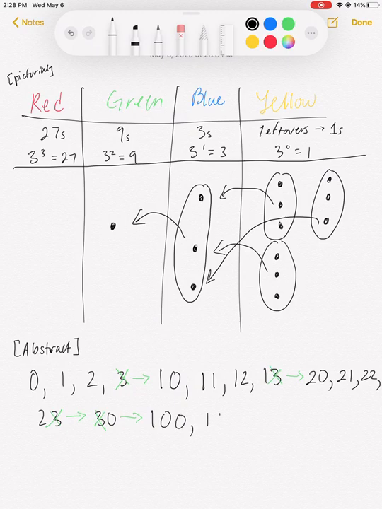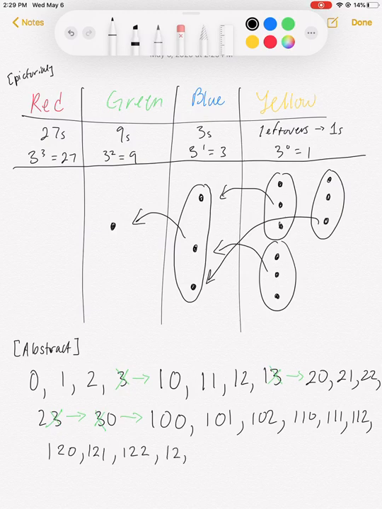And we keep counting: 1, 0, 1 base 3, 1, 0, 2 base 3, okay, 1, 1, 0 base 3, 1, 1, 1 base 3, 1, 1, 2 base 3, 1, 1, 3 base 3. Well, that doesn't work. So I'm going to back up, and I say that that's going to be 1, 2, 0 base 3, 1, 2, 1 base 3, 1, 2, 2 base 3. Okay, 1, 2, 3 base 3.